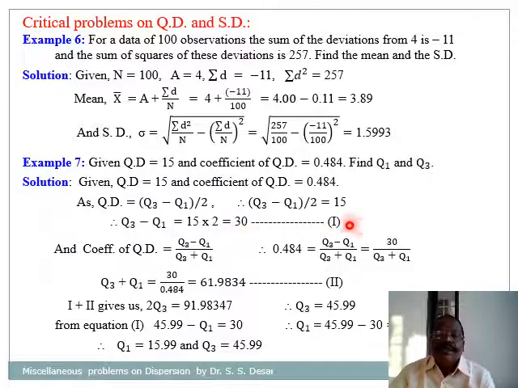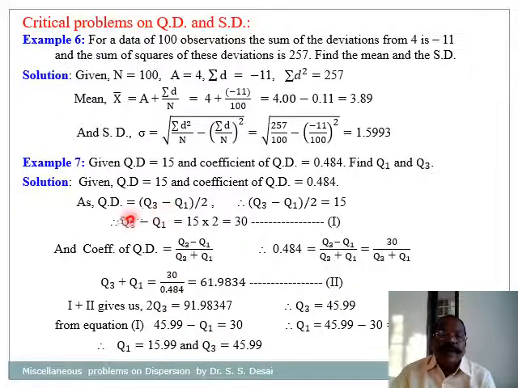So therefore this gives us Q3 minus Q1 equal to 30. So we call this equation number 1. And from the given value of coefficient of QD, we have 0.484 equal to Q3 minus Q1 divided by Q3 plus Q1. But from equation 1, we know Q3 minus Q1 is 30, divided by Q3 plus Q1. And by simplifying this, we have the equation Q3 plus Q1 equal to 61.9834. So we call this equation number 2.